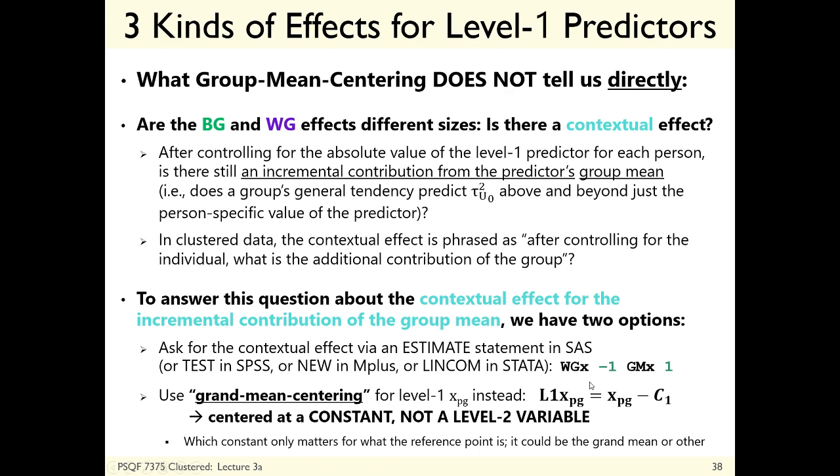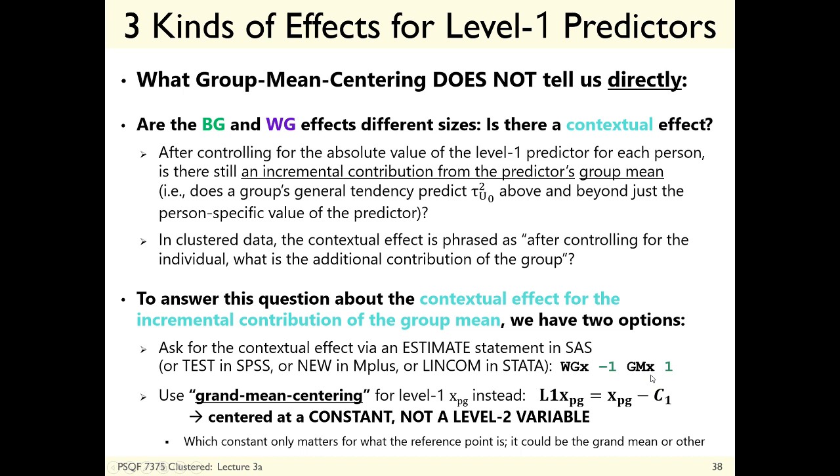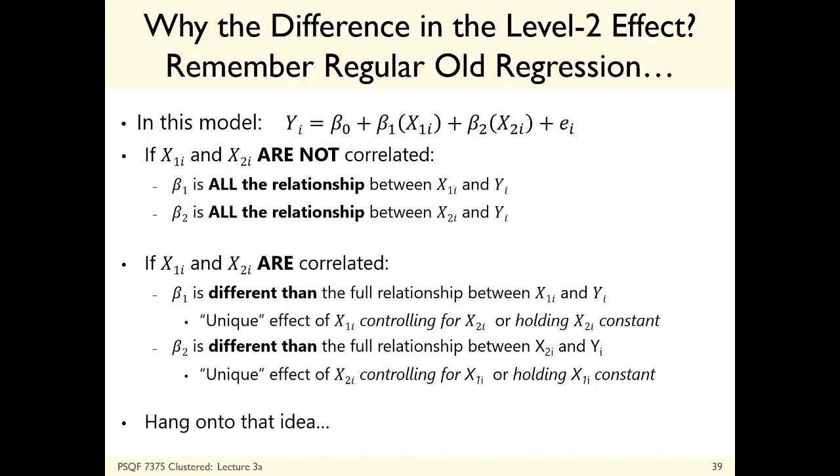How? Because I make a group mean and I put it in the level 2 model. Now, this is going to blow your minds. I'm just going to put it out there. This is a really hard concept to explain, but I'm going to try. Everything changes at level 2 when you do it this way. Why? Because let's think about what is happening behind the scenes.